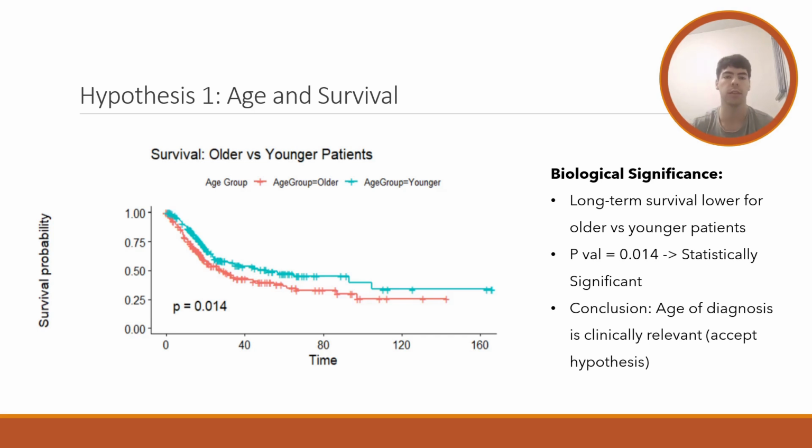Using Kaplan-Meier survival analysis, we generated curves for both groups and compared them with a log rank test. As shown in the plot, older patients have consistently lower long-term survival, and the p-value of 0.014 indicates this difference is statistically significant. This supports our hypothesis that age is clinically relevant for survival outcomes.